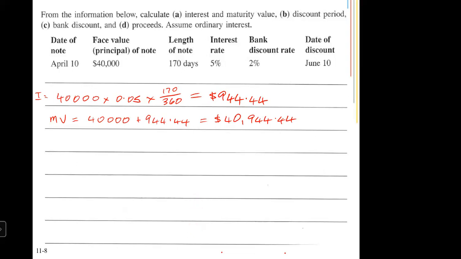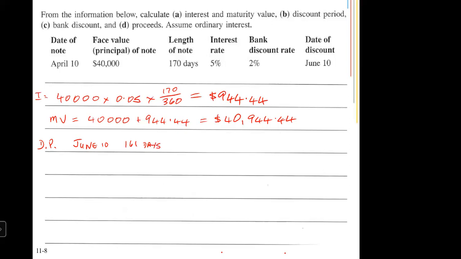So they discounted it on June 10th. So we need now to find out how long the bank is going to hold it for, and that's called your discount period. So how are we going to find the discount period? You have to consult the calendar, so it'll be June 10th, which is 161. Okay, 161 days.